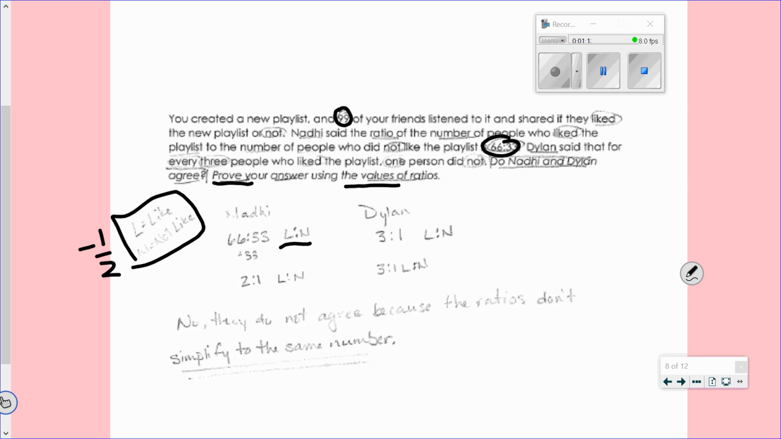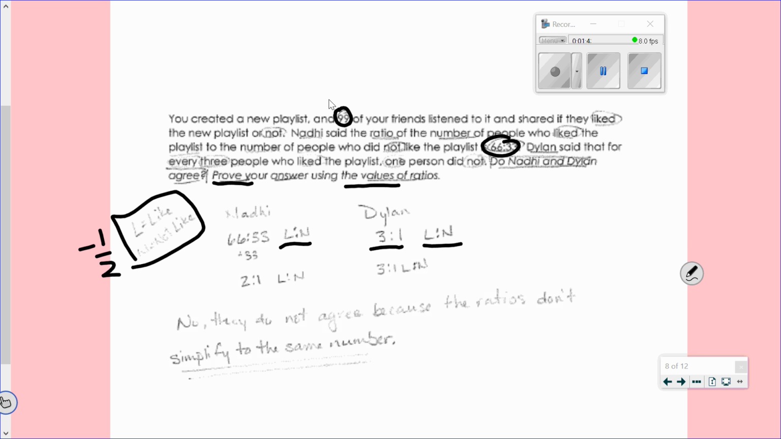It would be minus 1/2. You're going to lose points for not identifying your variables. Make sense? Any questions on that? Okay, Dylan had said it was 3 to 1, so I just wrote his. But I also identified the relationship. So if we're asking about the relationship, which you really should get used to doing both, then it's down there. Was Nadi's in simplest form?